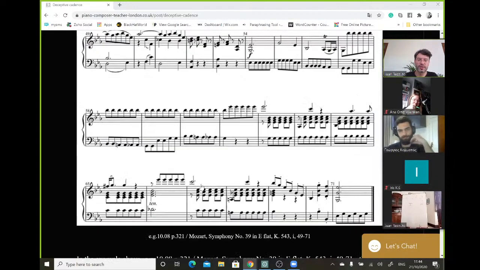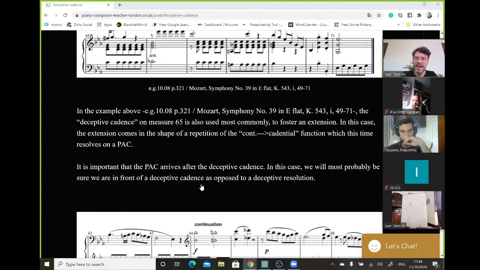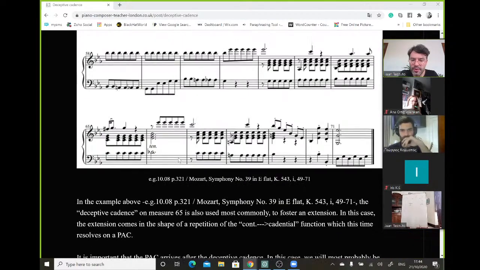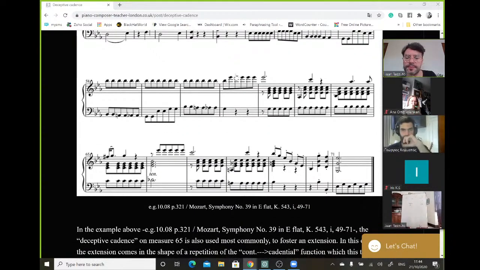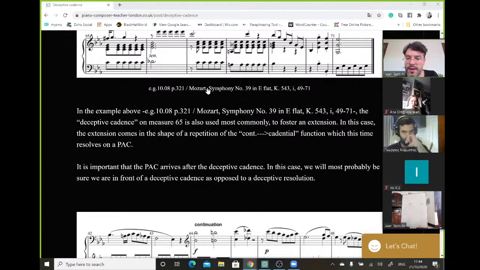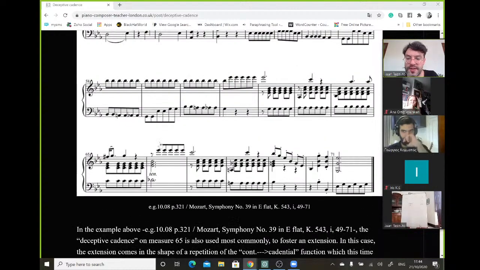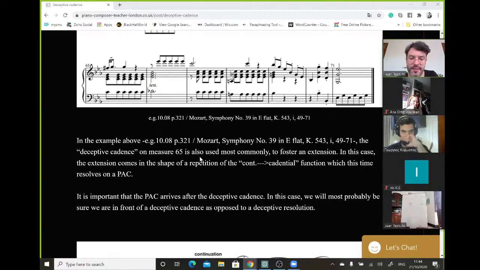So then in the examples, let's go to example 10.8. It is on measure 65. Here is the deceptive cadence. It's also used most commonly to foster an extension. In this case, the extension comes in the shape of a repetition of the continuation cadence function, similar to what happened before, which this time resolves on a PAC, which is at the end.